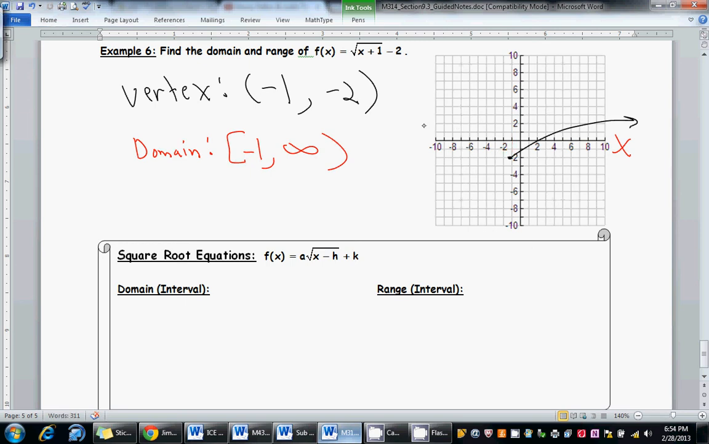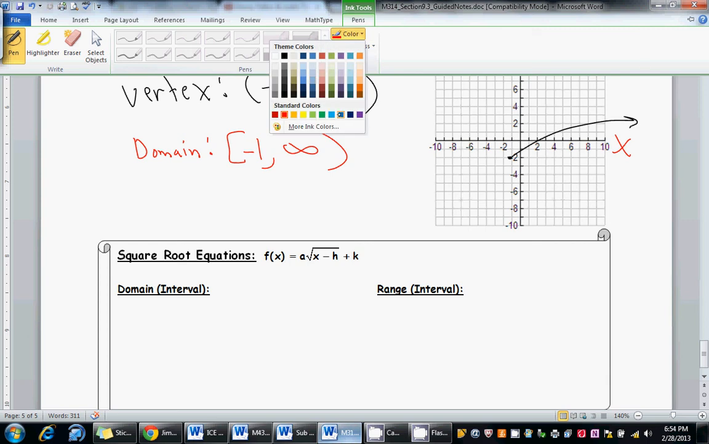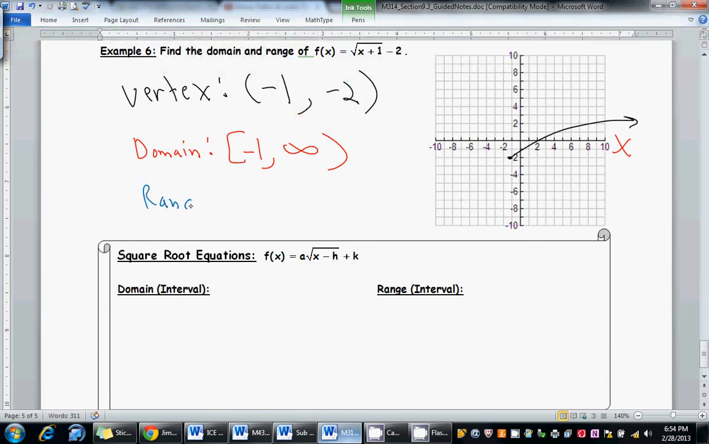Okay, I'll erase that little line there. Now let's talk range. Here's my y-axis. What's the smallest y value I have? It's right down there at -2. There's no value smaller than that. So now I'm going from -2, and like I said, I'm going up a little bit every single time, just a little bit further up. And the arrow tells me that's never going to stop. So that's going to happen forever and ever and ever, out to infinity.